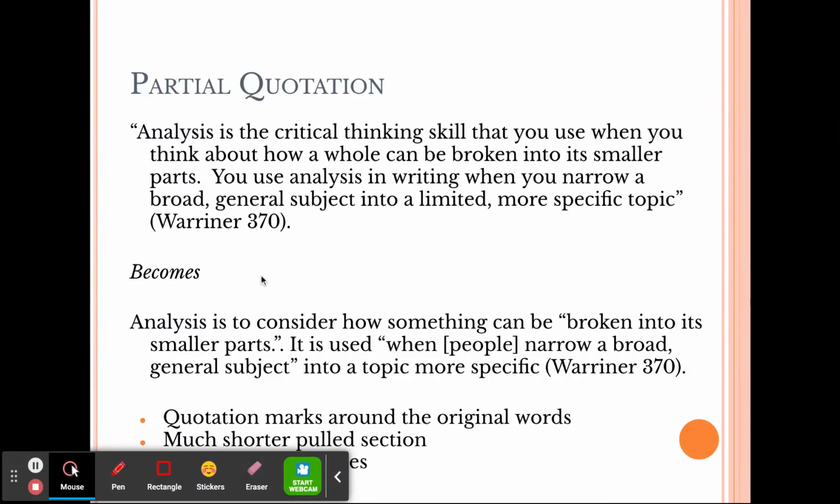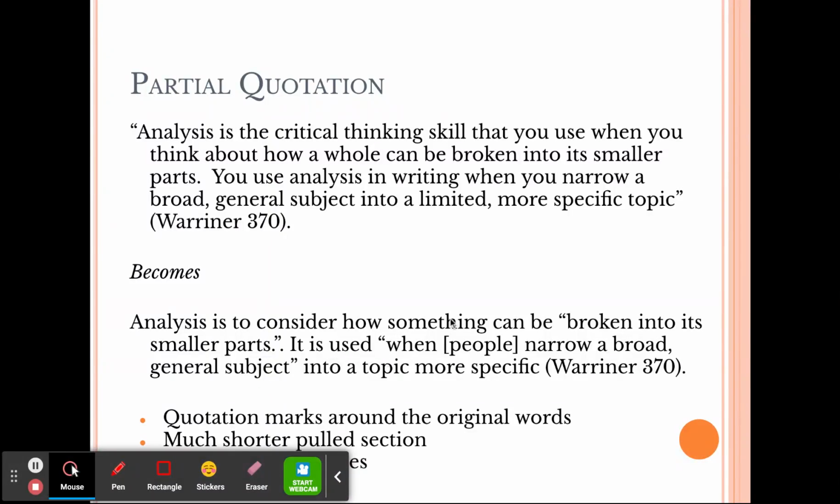You have your original that's the same, and it becomes: analysis is to consider how something can be "broken into its smaller parts." So I just pulled broken into its smaller parts. That's the only part I wanted. And so because that's the part I pulled from the original quote, that's the section I put the quotation marks on. The rest is in my own words, so I don't need the rest of it. And it continues, it is used when people narrow a broad general subject into a more specific. So there's a weird comma thing there. Ignore the comma mistakes.